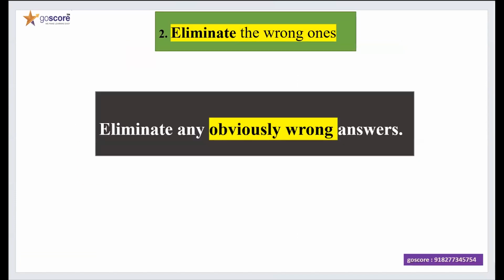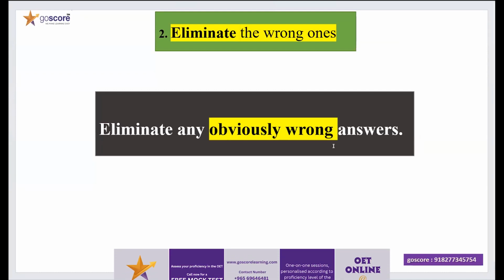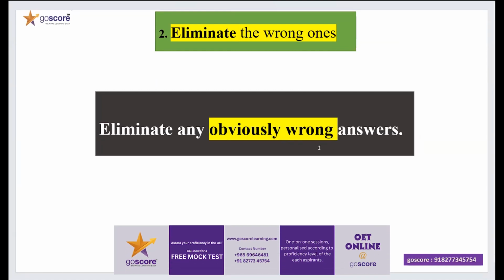Okay. Now, the second one, eliminate the wrong ones. Eliminate any obviously wrong answers. That means, when you read the answer options and after that, when you read the text, you feel like, okay, they didn't say anything regarding these options in the particular text. Then they are obviously wrong answers, right? You can eliminate. If you are 100% sure it is not from this particular text, you can eliminate. So eliminate the wrong ones.